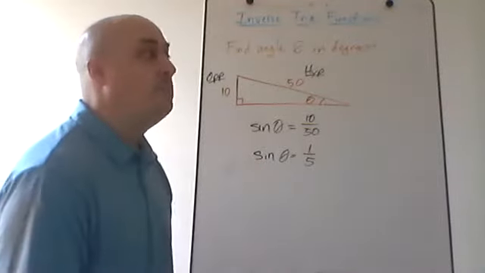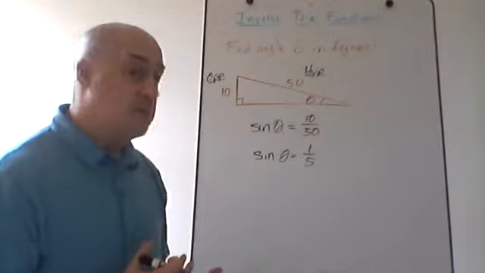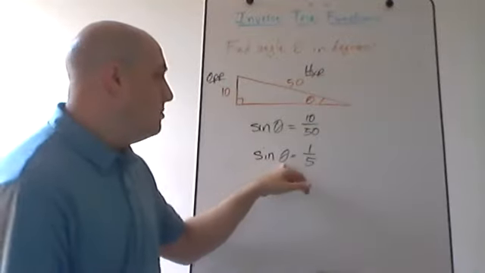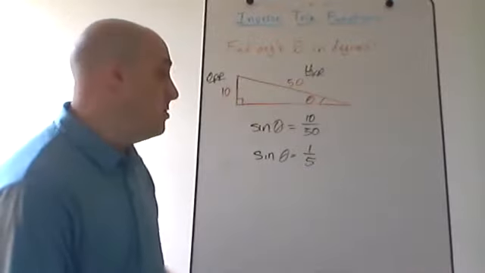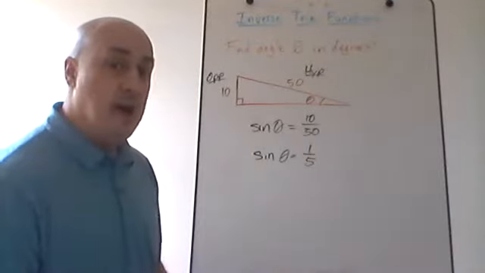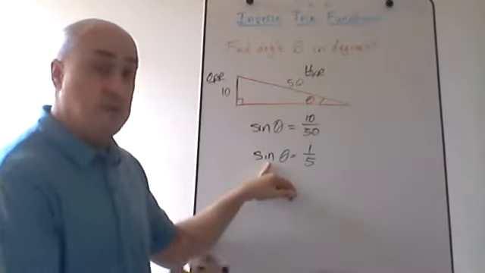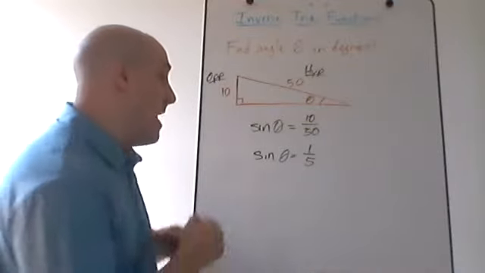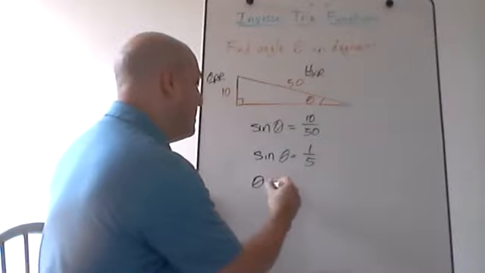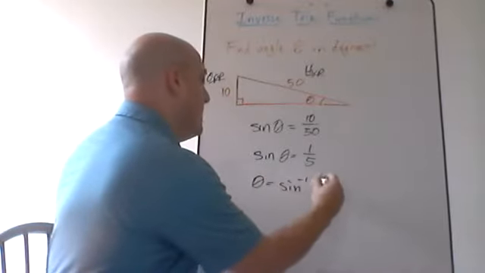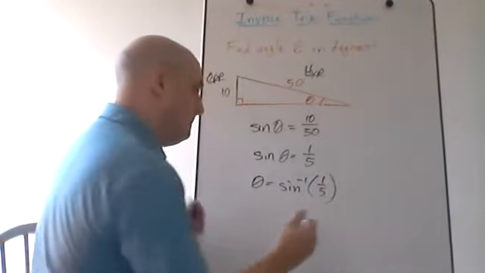So anytime you are dealing with trigonometric functions and you don't know what the angle is, but you know what it's supposed to equal, like what the answer of it is going to be, you have to use the inverse sine function or the inverse trig function of whichever one you have in order to solve for the angle. Right? So if sine of theta equals 1/5, that means that theta is equal to sine inverse of 1/5.